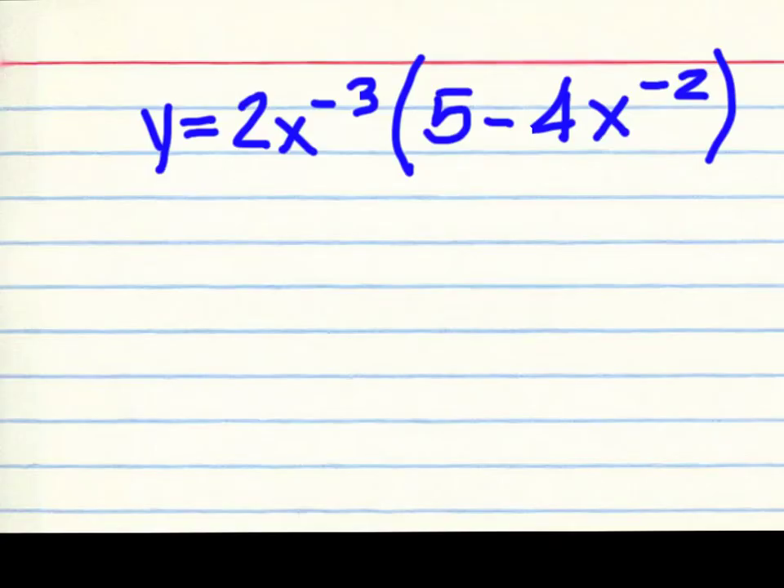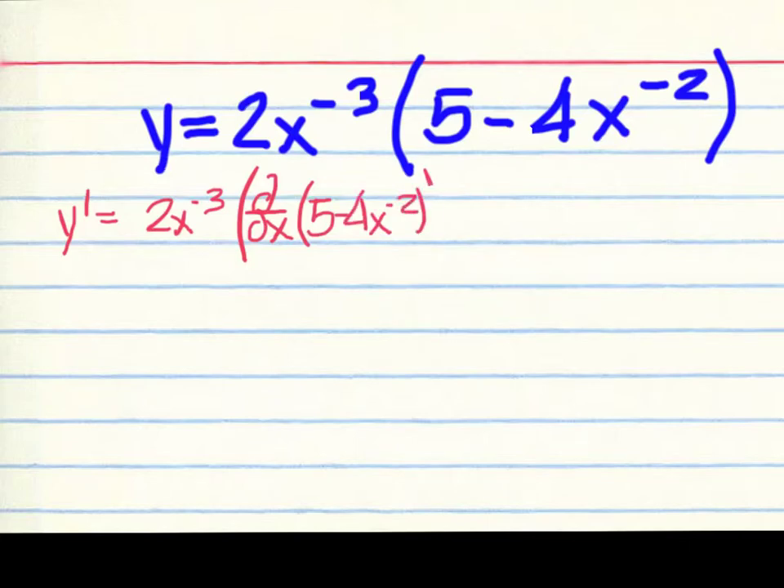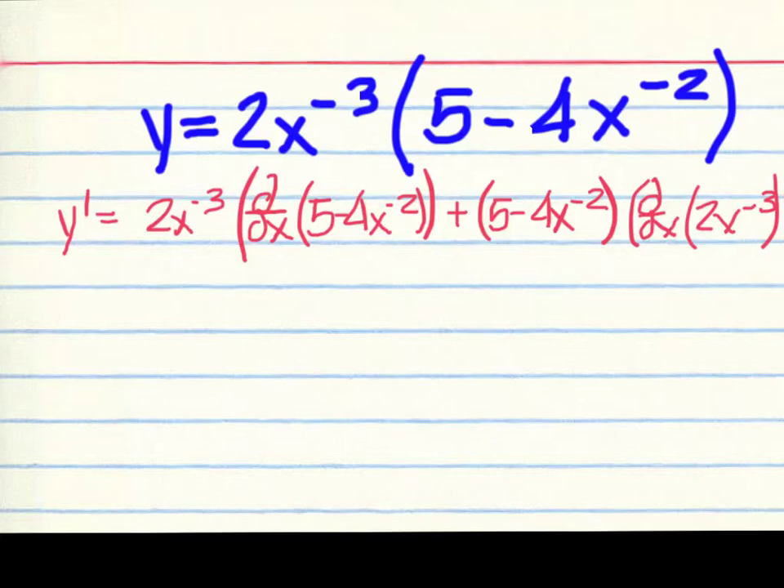So we're looking for y prime. We're going to start with 2x to the negative third as it is. Multiply by the derivative with respect to x of 5 minus 4x to the negative 2. And then plus the quantity of 5 minus 4x to the negative 2 times the derivative with respect to x of 2x to the negative third power. Alright, so we have some simplifying to do here. This will stay the same.